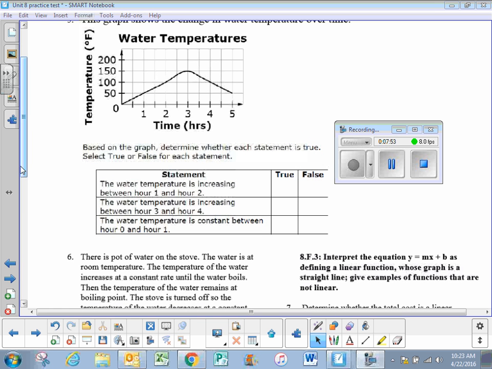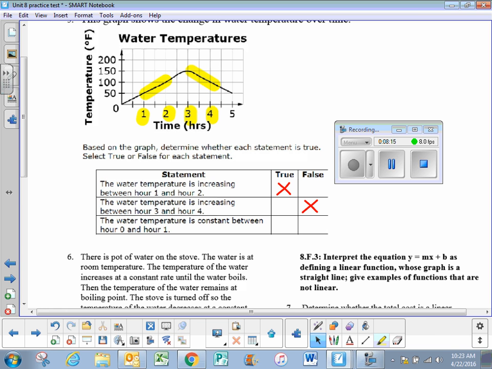Is the water temperature increasing between hour 1 and 2? Yes. Okay. Is the water temperature increasing between hour 3 and 4? Definitely not.